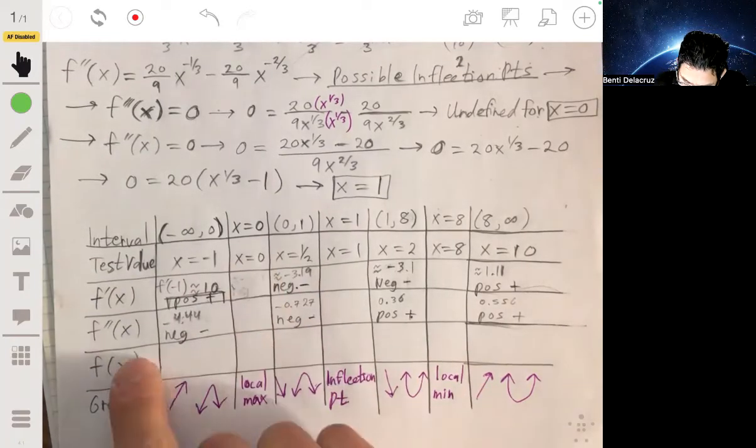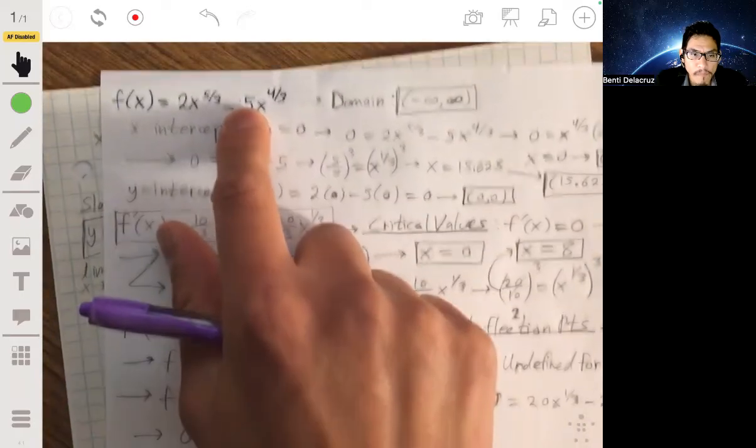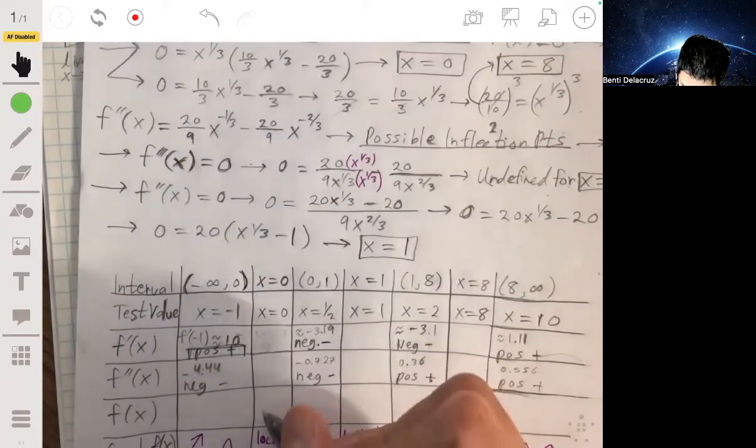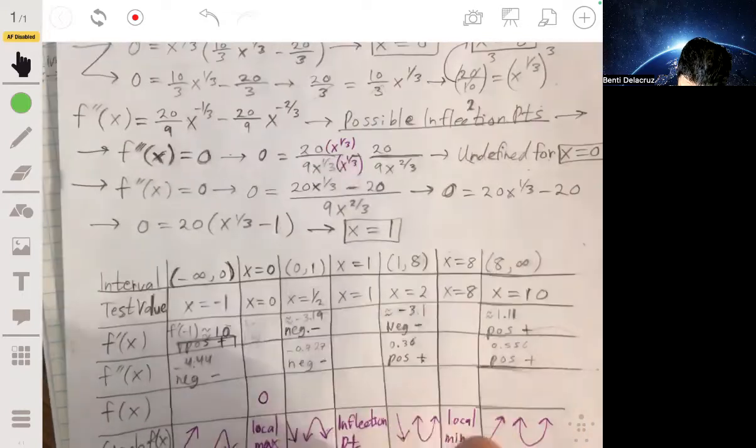So when x is 0, we find f of 0. So we just plug 0 into here. And we're going to have 0. So f of 0 is 0. So local max, f of 0 is 0. So local max will be at (0, 0). Nice.